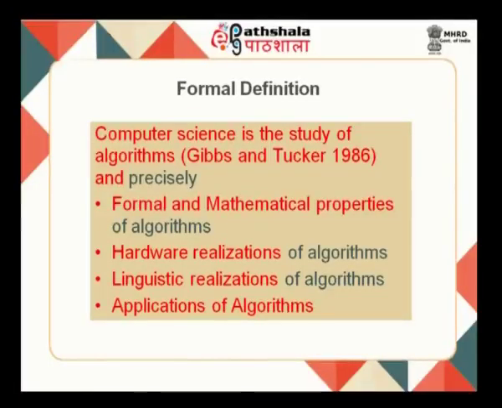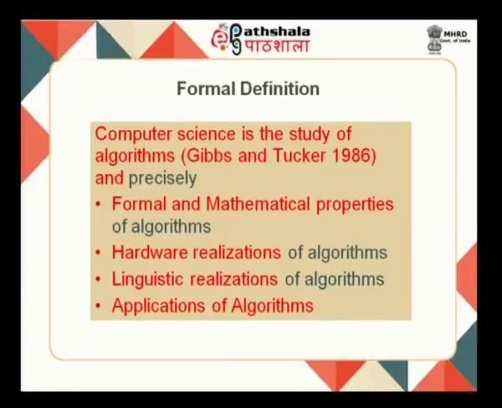They elaborate 4 aspects. One is the formal and mathematical properties of algorithms. In short, computer science as a domain should provide the formal and mathematical properties of algorithms. Computer science as a domain also deals with the hardware realizations of algorithms, linguistic realizations of algorithms, and the applications of algorithms. Let us elaborate this further.